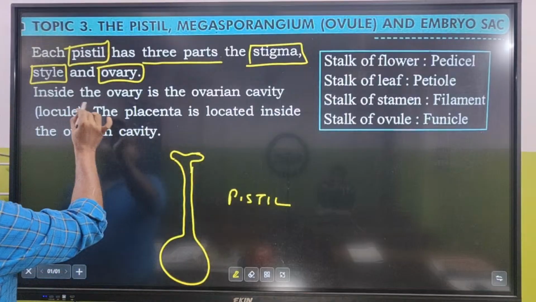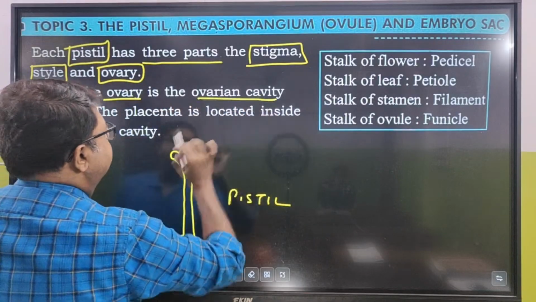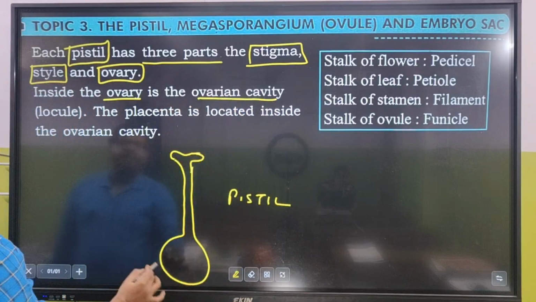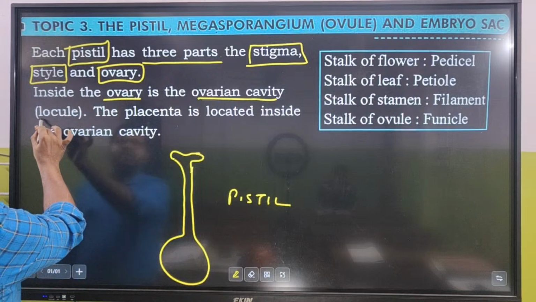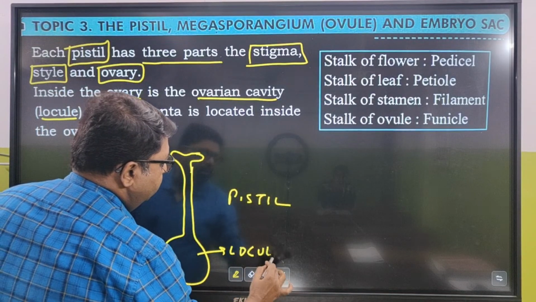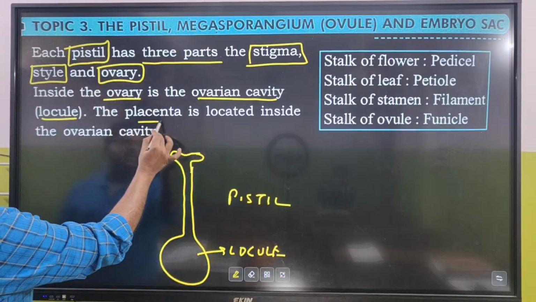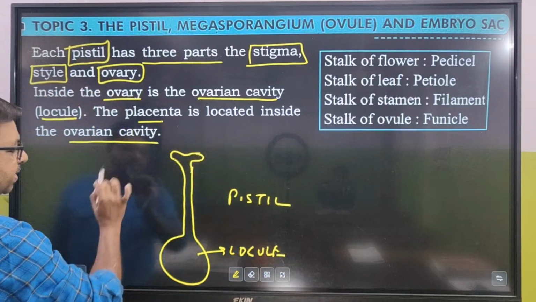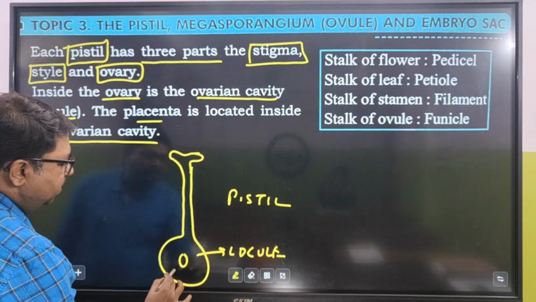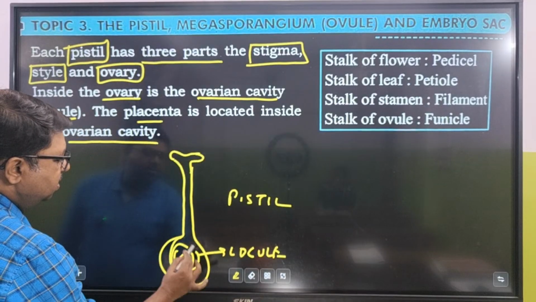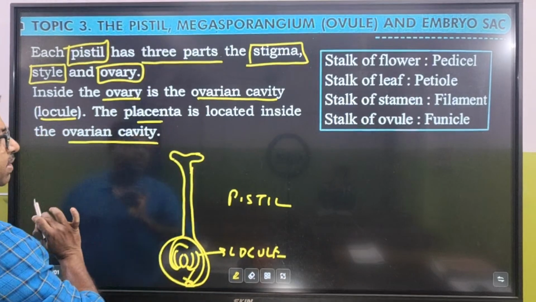Okay. Inside the ovary there is an ovarian cavity, which we call the locule. The placenta is located inside the ovarian cavity. The placenta is present over here. Just now I have shown you this. This is the placenta inside the ovarian cavity.